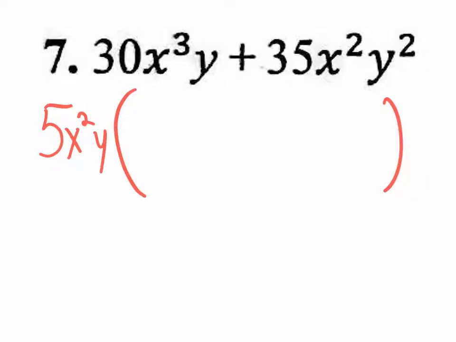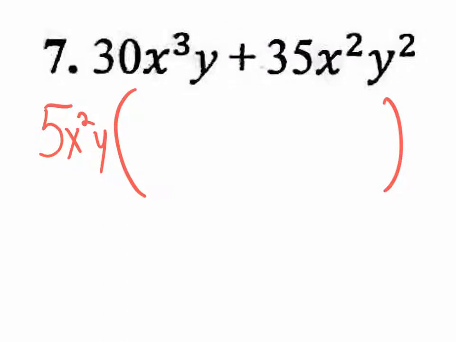So once again, guys, the 30 and the 35, yeah, they have the multiple of 5, but right here you have 3 x's, right here you have 2 x's, so the maximum amount of x's you could pull out from both at the same time is x squared. And right here, the y and the y squared, the maximum amount of y's you could pull out from both at the same time is just 1y.